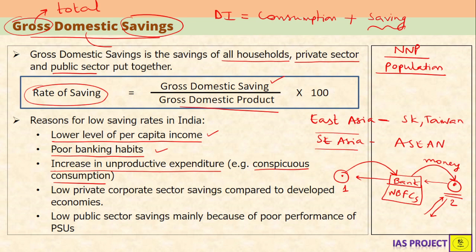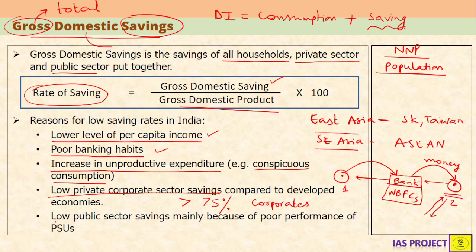The fourth point is low private corporate sector savings. If we look at developed countries, almost more than 75% of their gross domestic savings come mainly from the corporate sector. That means companies are saving more money while households are not saving as much. However, the case is the reverse in India. It is households that are saving more money. So this is also one of the reasons for the low savings rate in the entire Indian economy.